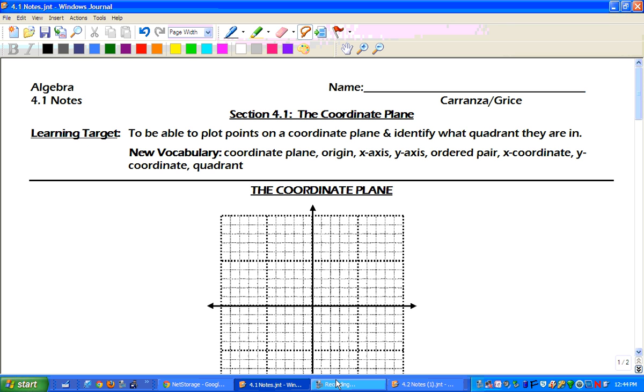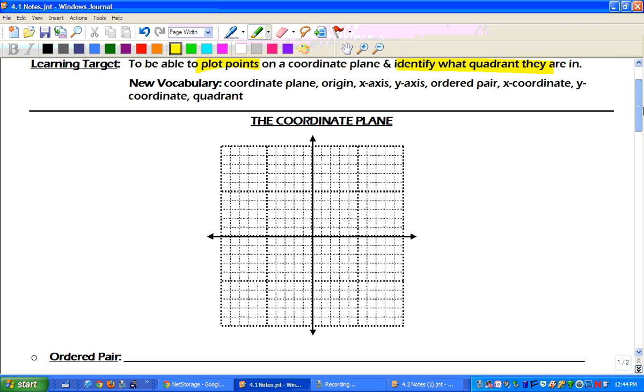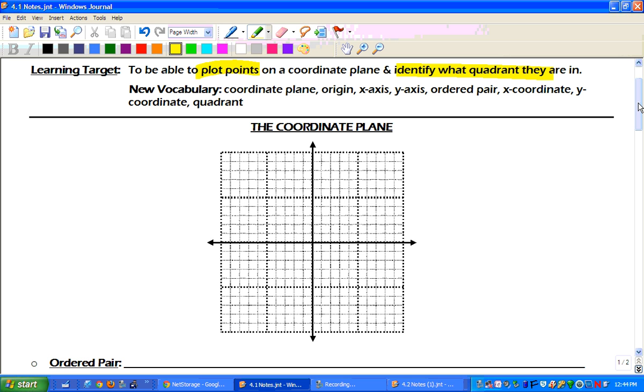Today we're going to be talking about the coordinate plane. Our learning target today is to be able to plot points on a coordinate plane and identify what quadrants they are in. And we are going through a whole list of new vocabulary today. So let's get started with that.